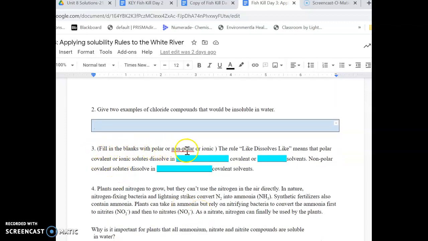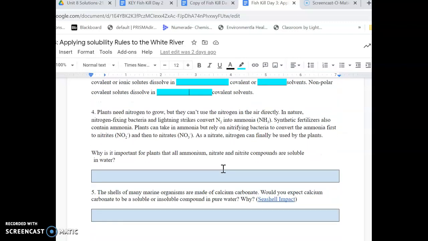Then we have fill in the blanks with polar, nonpolar, or ionic. The rule like dissolves like means that polar, covalent, or ionic solutes will dissolve in blank covalent or blank solvents. Nonpolar solutes will dissolve in blank covalent solutes. So use these each 1 time if like dissolves like.